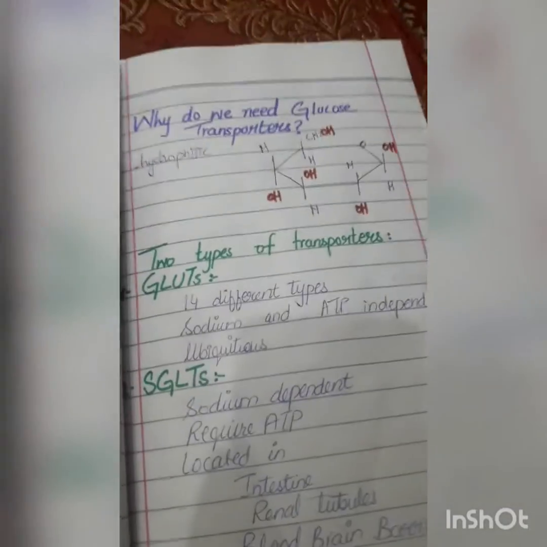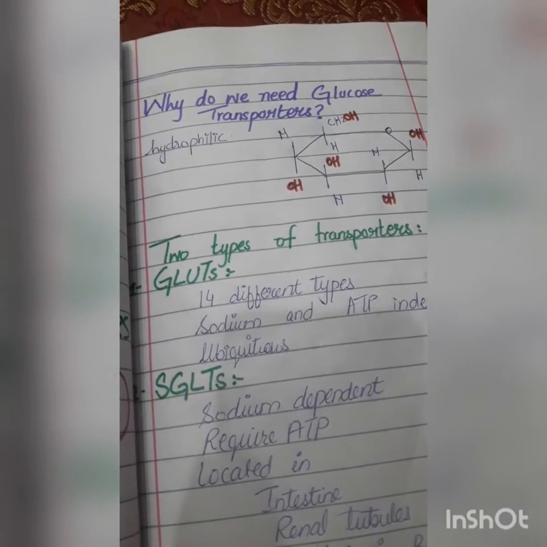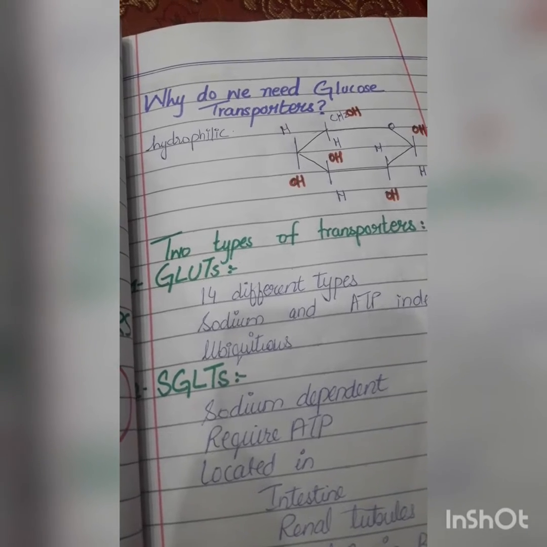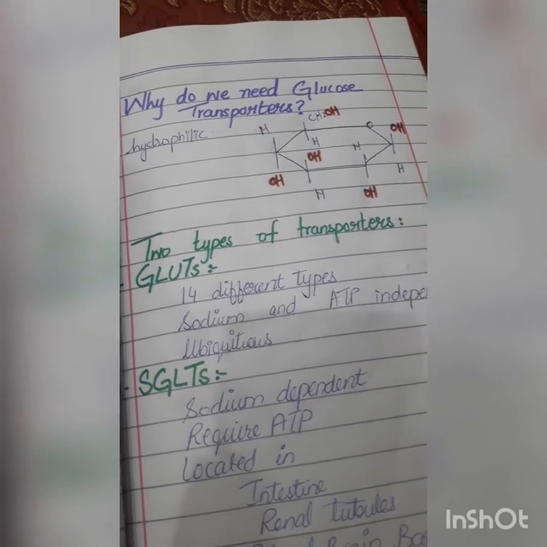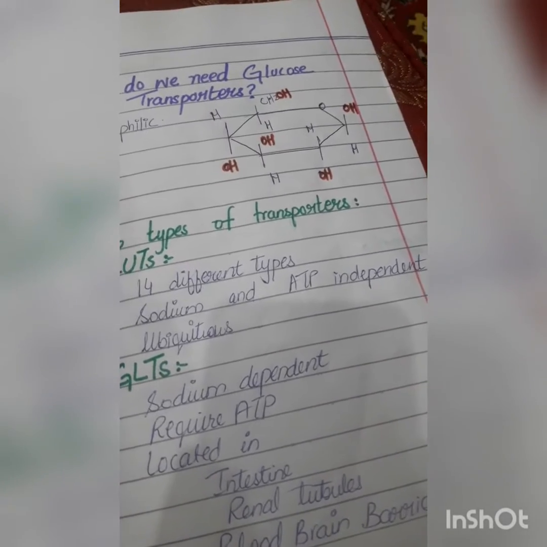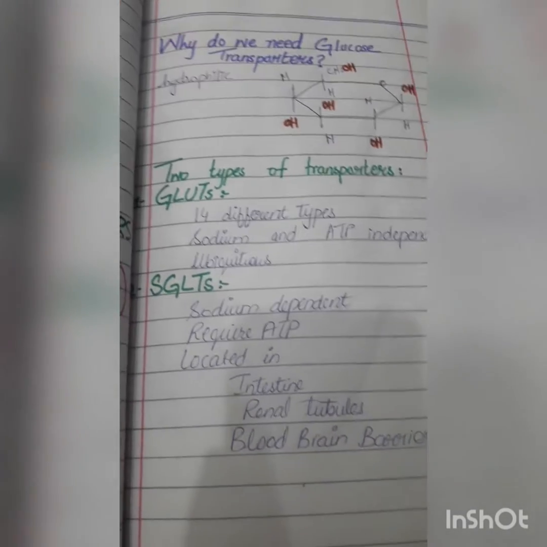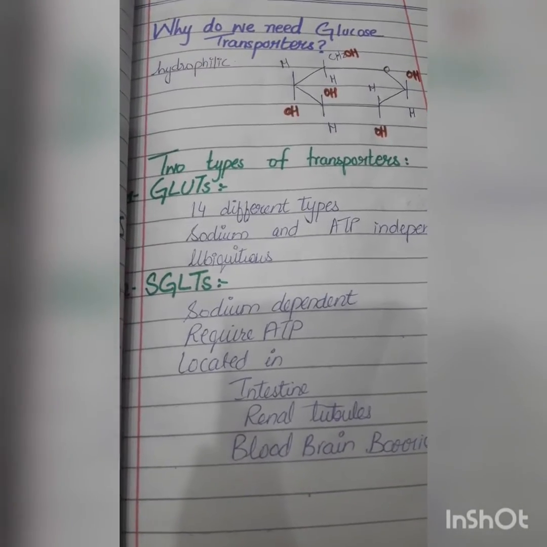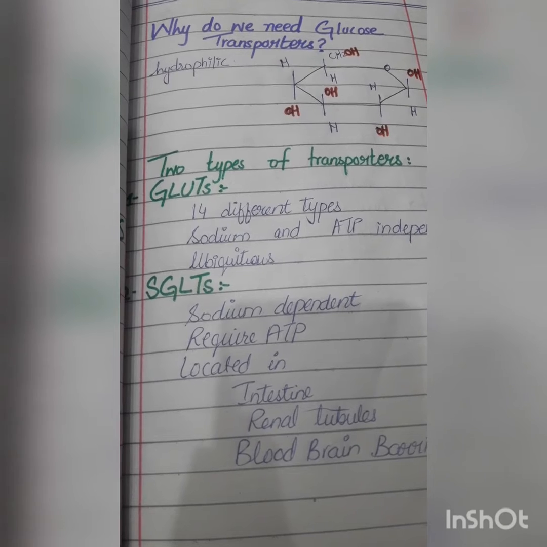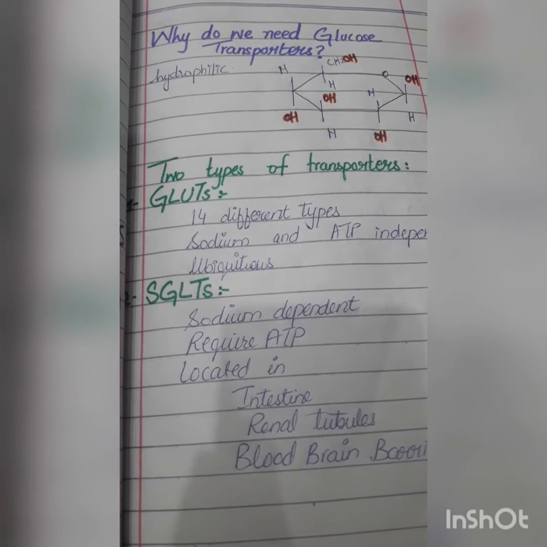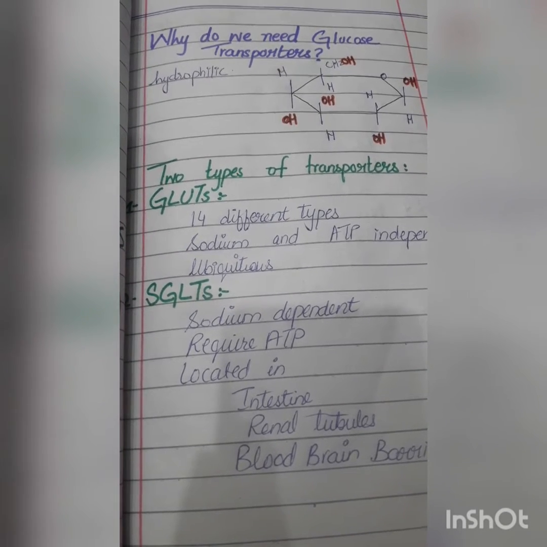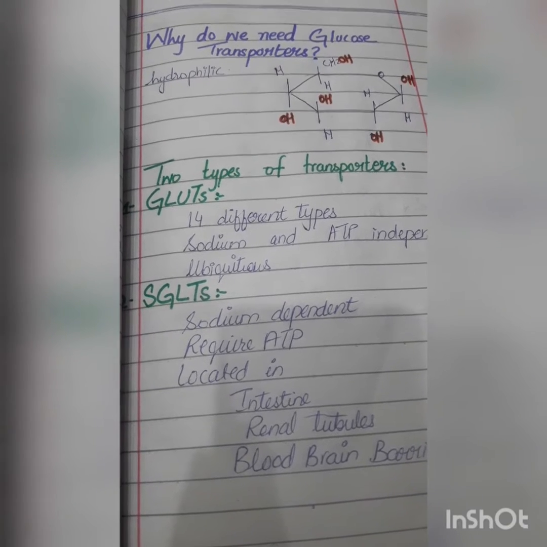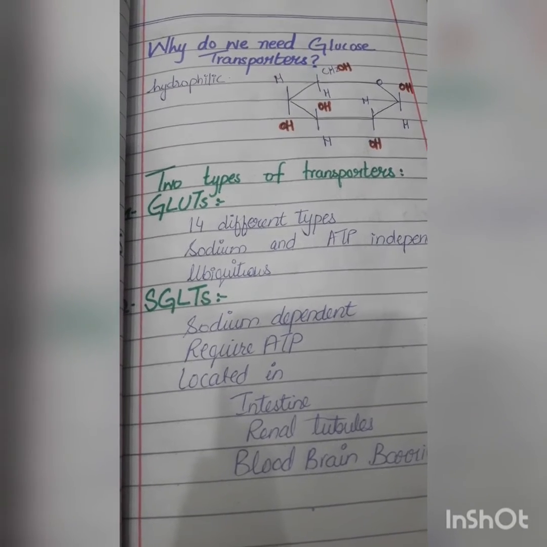So to begin, first of all, why do we need glucose transporters? Glucose is hydrophilic, as we can see in the glucose structure, it has many hydroxyl groups. So it makes it very hydrophilic, since polar molecules cannot be transported across the plasma membrane. So the carrier proteins called glucose transporters are needed for cellular uptake.